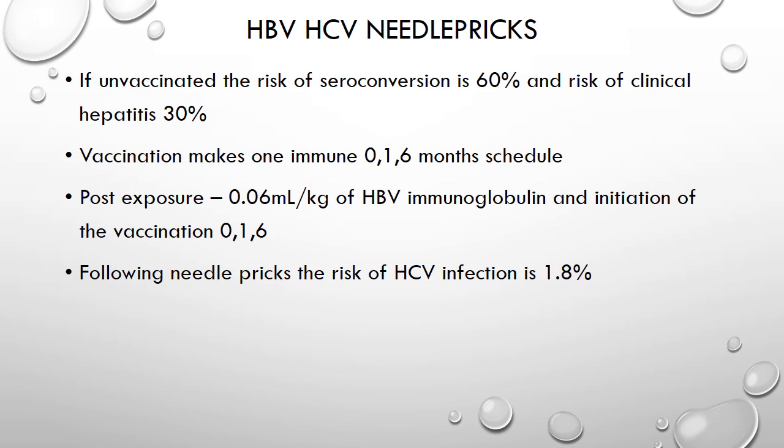In the likely event of a person being unvaccinated, the post-exposure prophylaxis is 0.06 ml per kg of the HBV immunoglobulin, and to start the vaccination at 0.16. Following the needle prick of a patient who has HCV, the risk of HCV infection is 1.8%.